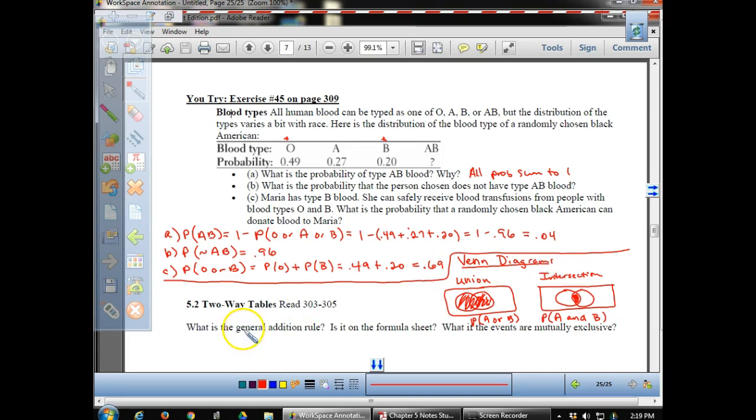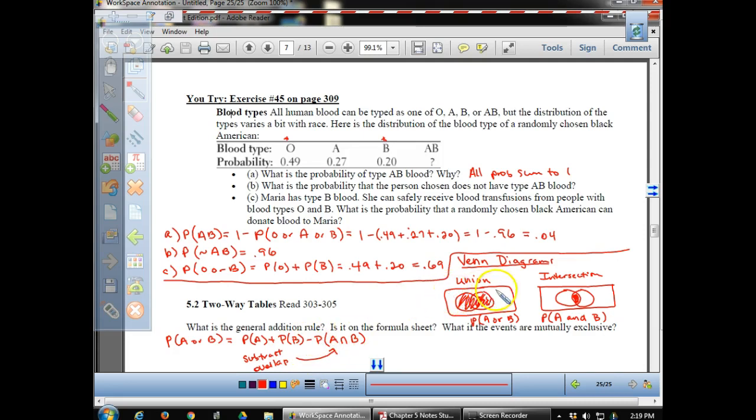So what is the general addition rule? Well, it's simply that the probability of A or B will equal the probability of A plus the probability of B minus their intersection. So if they occur simultaneously, you would have to subtract out that overlap. So think of this as subtracting the overlap.